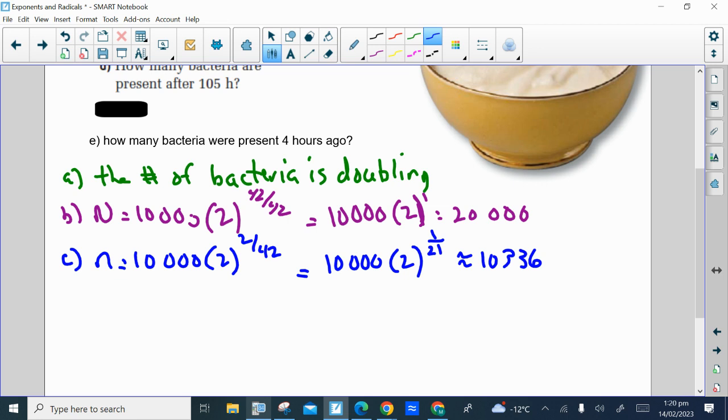But let's go back and talk about what that power 1 over 21 actually means. Remember that when you have a rational exponent, you can write it as a radical. The denominator, which in this case is 21, tells you the root. So it would be the 21st root of 2. And the numerator, which is 1, tells you what power it's raised to. That's really what 2 to the power 1 over 21 means. It means the 21st root of 2.